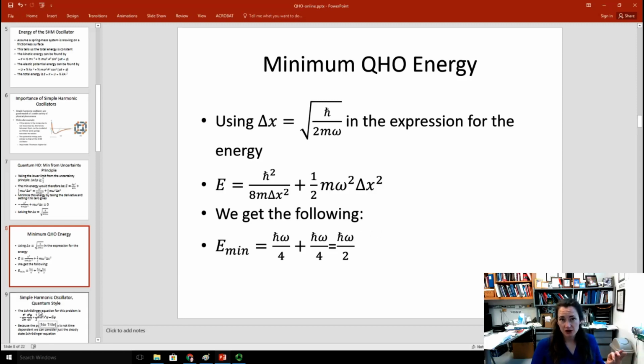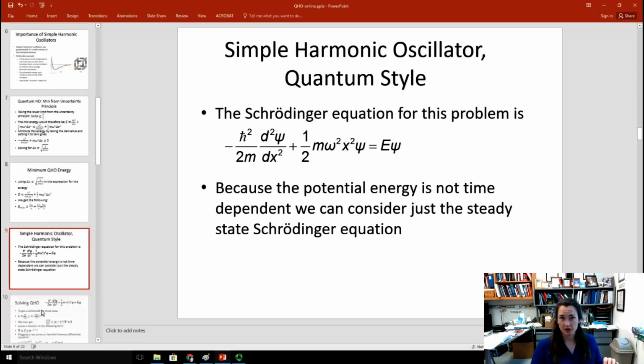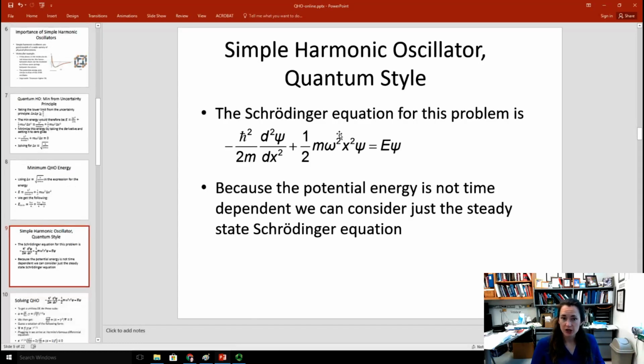Now, if we solve the Schrodinger equation for the quantum harmonic oscillator, basically what you do is you plug the potential energy into the Schrodinger equation. We're going to use 1/2 m omega squared x squared as our potential energy and plug that in.